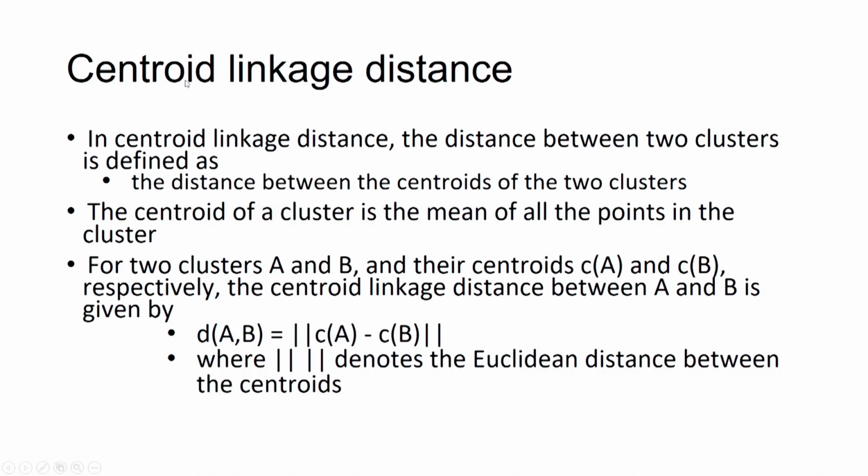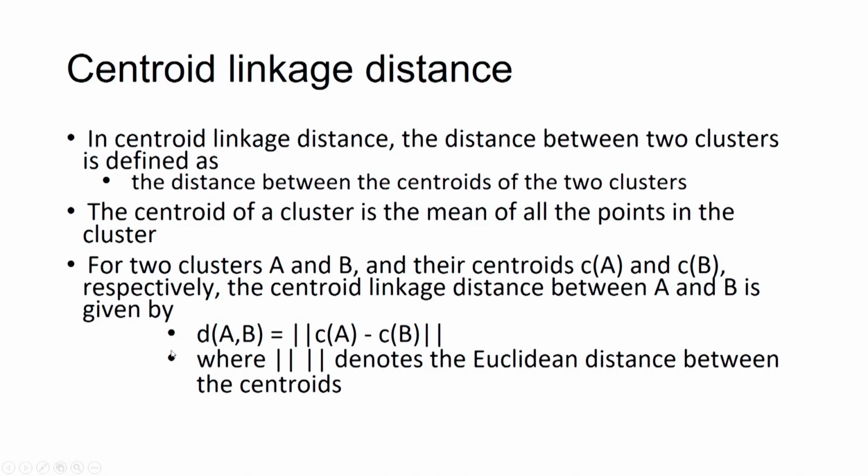Then the next method is centroid linkage distance. In the case of centroid linkage distance between two clusters, how are we treating it? We will first find the centroids of these two clusters, and then we will calculate the distance between these two centroids. That distance will be called the distance between the two clusters. We can find the centroid of a cluster by taking the mean of all the points in that cluster, or we need to find some other way to find the centroid of the cluster.